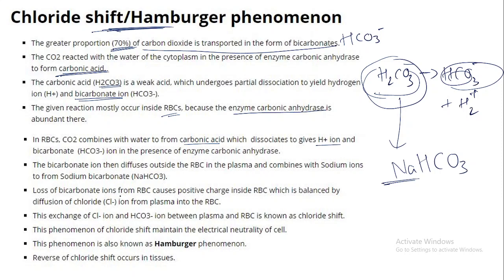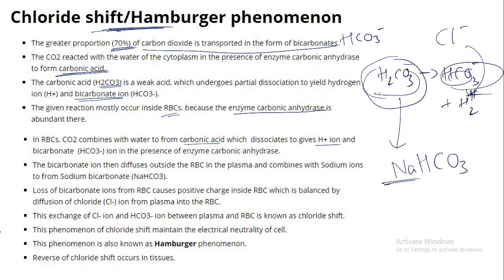Loss of bicarbonate ions from the RBC causes positive charge inside the RBC, which is balanced by diffusion of chloride ions from the plasma into the cell. See, I told you this H plus becomes alone. So with more and more H plus ions, pH will be at risk. So what happens? Cl comes to the rescue. Cl minus comes inside to maintain balance.